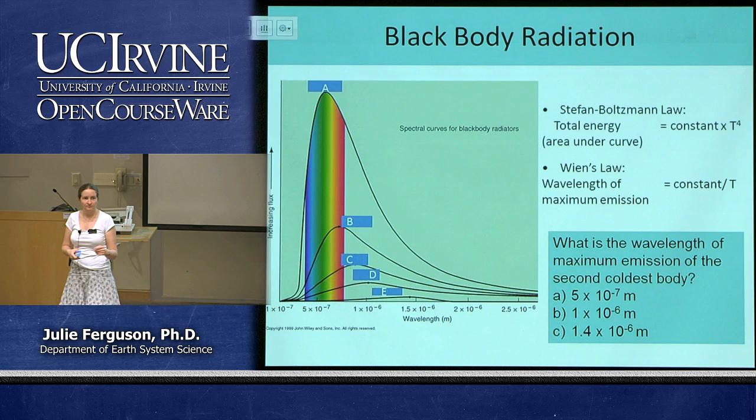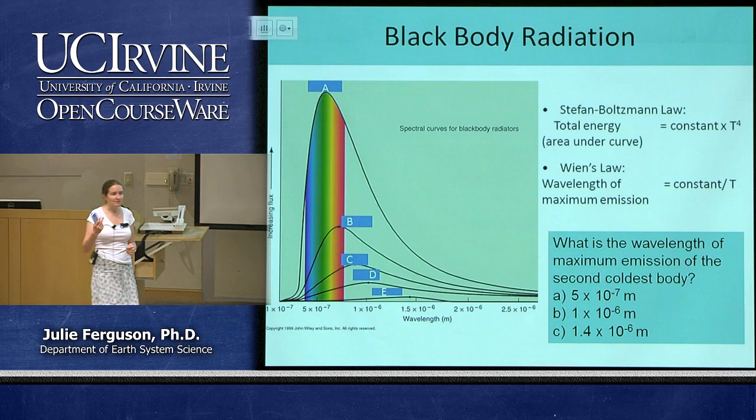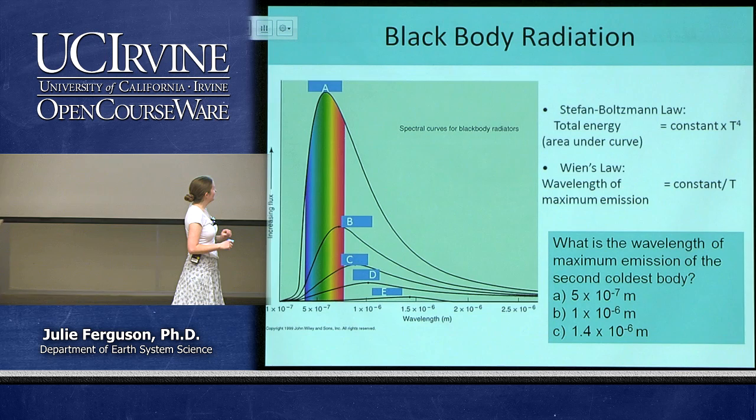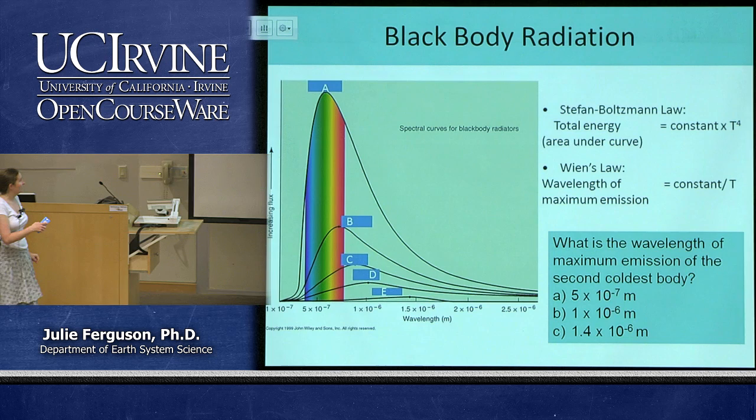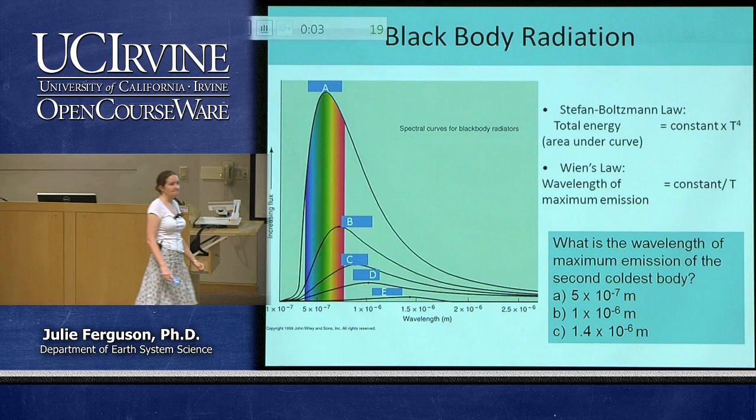Okay? Everyone's looking a bit terrified. So think about those two things. Talk with your neighbors and answer me this. What is the wavelength of maximum emission of the second coldest body? So you've got five different spectrums there produced by five different bodies at different temperatures. What's the wavelength of the second coldest one? What's the peak wavelength? See if you can find someone from the atmosphere class, because they should remember this.